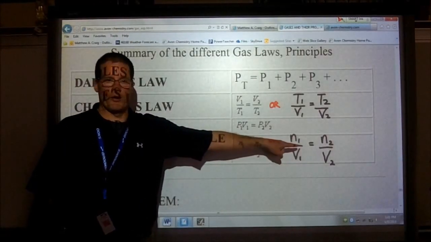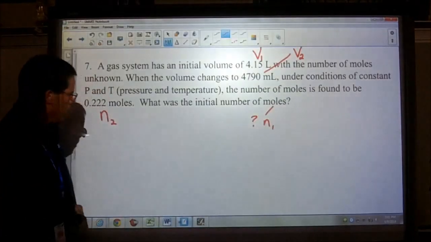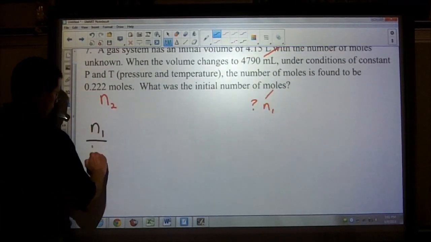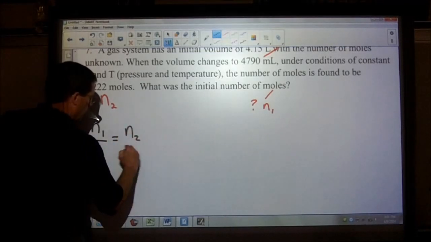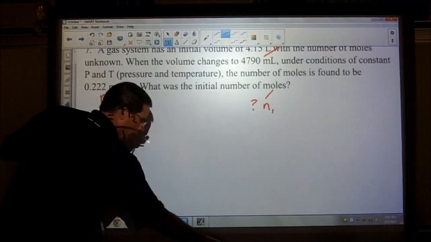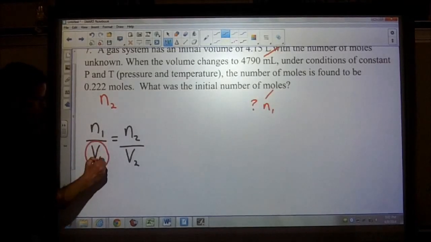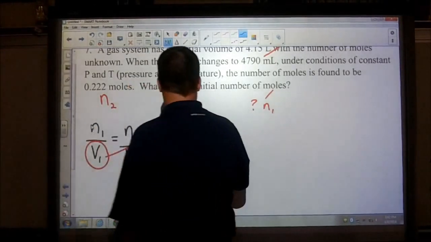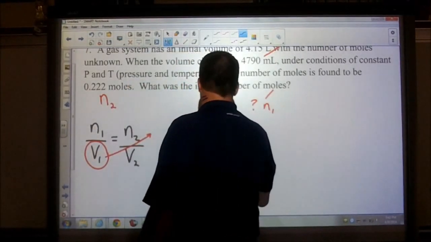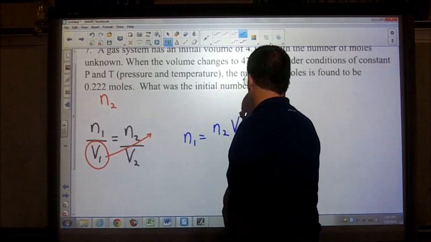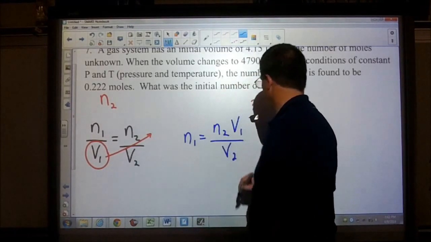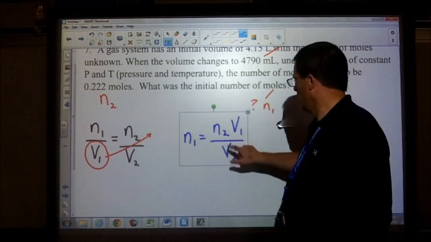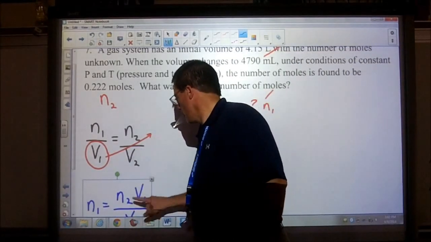So we're going to use this equation here. So we'll use N1 over V1 is equal to N2 over V2. And since we're looking for N1, we're going to take V1 and multiply it on both sides. So my equation now looks like this, where N1 is equal to N2 times V1 over V2. Okay? So again, rearranging the variables. So let's move that right down there.